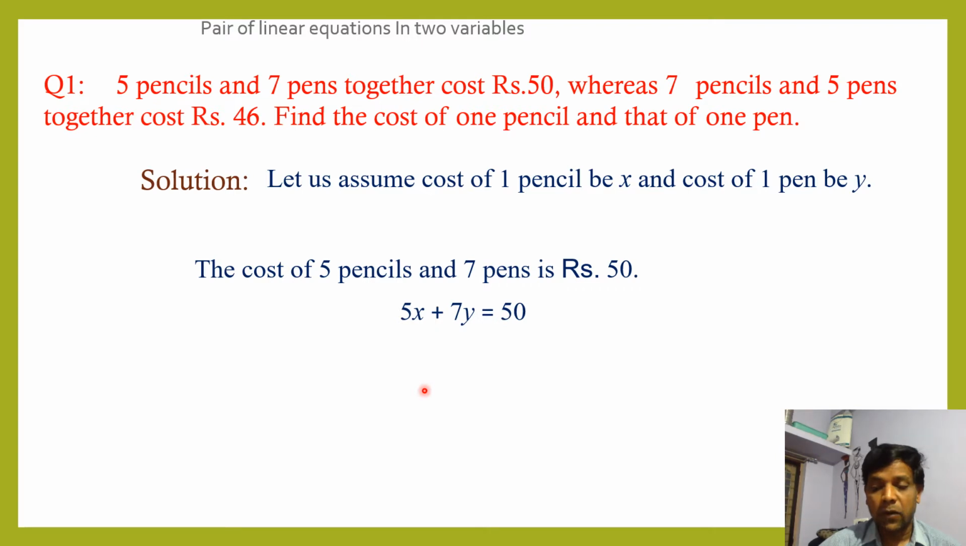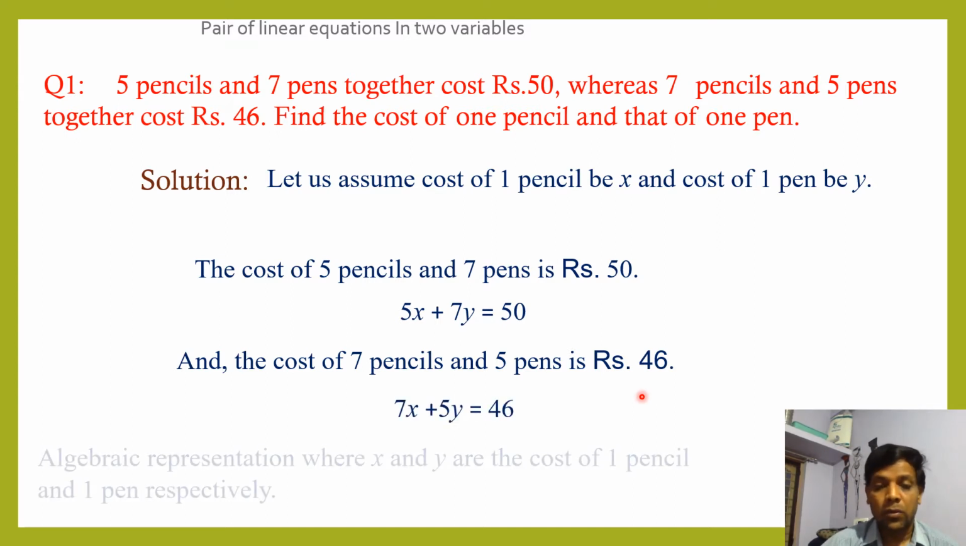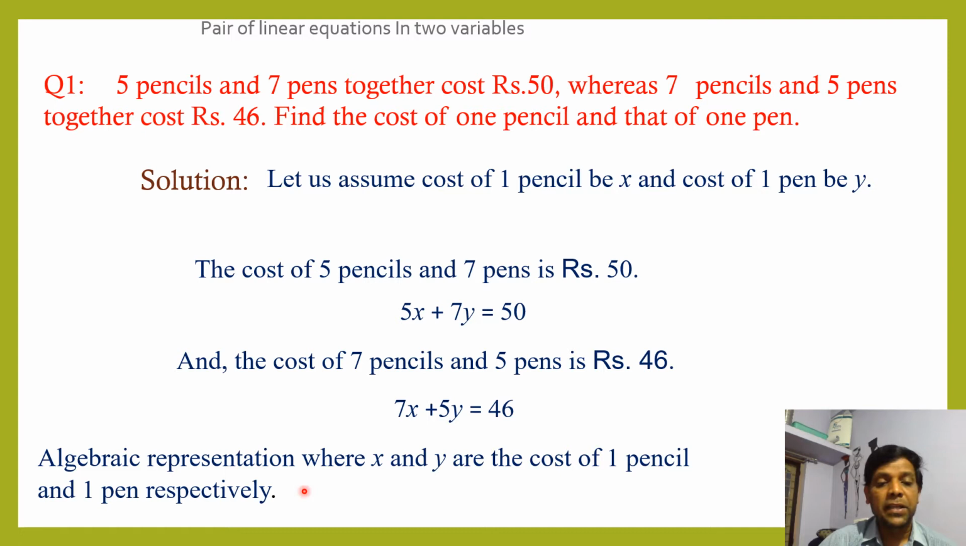Okay. Now the second one: the cost of 7 pencils and 5 pens is 46 rupees. The cost of 1 pencil is x rupees, so the cost of 7 pencils is 7x rupees. The cost of 1 pen is y rupees, so the cost of 5 pens is 5y rupees. This is written as 7x plus 5y equals 46. This is the second condition. Okay, now next one, the algebraic representation, where x and y are the cost of one pencil and one pen respectively. Now you have to write the algebraic form, the algebraic notation.